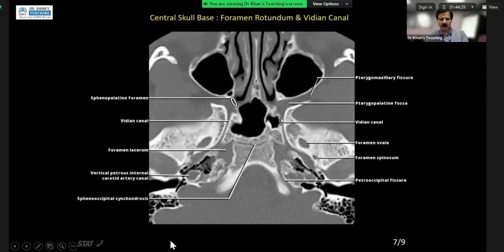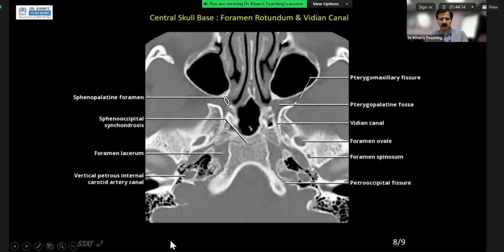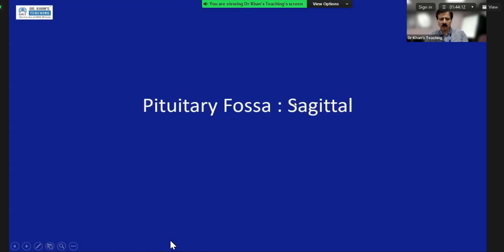And now we are going inferiorly, and here comes our other canal, and this is the Vidian canal, and it opens into the pterygopalatine fossa. So this is key anatomy on axial, and the same thing I've shown you on coronal.